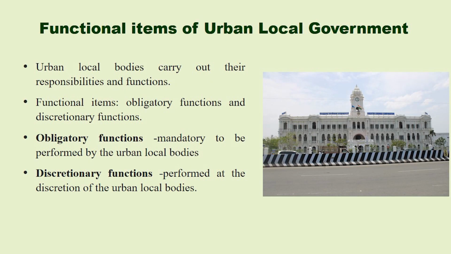Now, let us look at the functional items of urban local government. The functional items of urban local government generally refer to the specific areas in which the urban local bodies carry out their responsibilities and functions. These functional items are broadly classified into two categories. They are obligatory functions and discretionary functions. Obligatory functions are those which are mandatory and have to be performed by the urban local bodies, while discretionary functions are those which may be performed at the discretion of the urban local bodies.